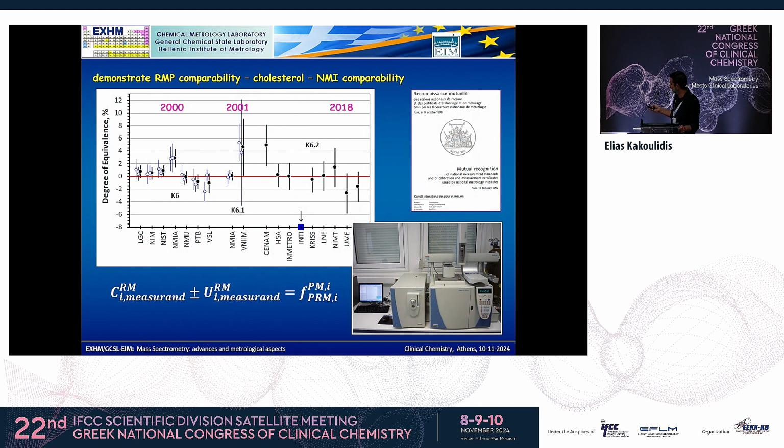This is how the measurements compare. And because these campaigns have also been performed in 2000 and 2018, you can see how the metrology institutes are comparing. And you can see that the, let's say, results are within 2%.